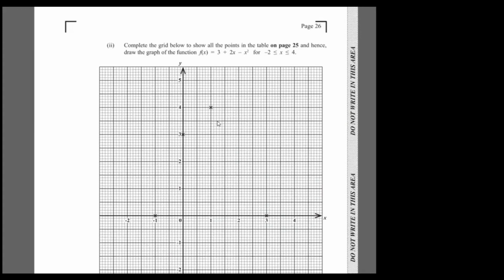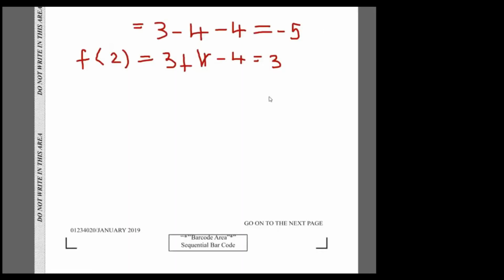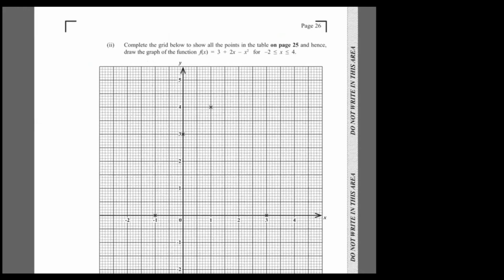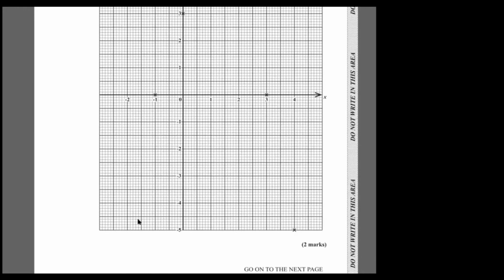All right, now that we have that covered, it says complete the grid below to show all the points in the table on page 25 and hence draw the graph of f of x. So you want us to plot the points between -2 and 4 and then draw the graph. First and foremost, we found that f of -2 is -5. So that's the first point we are going to plot.